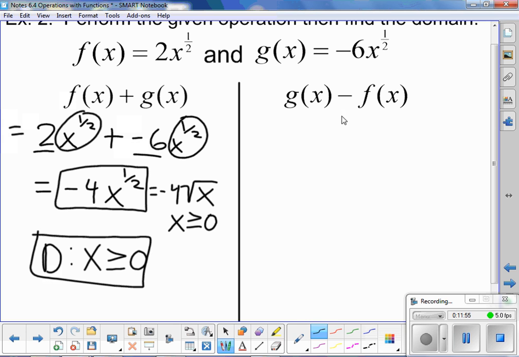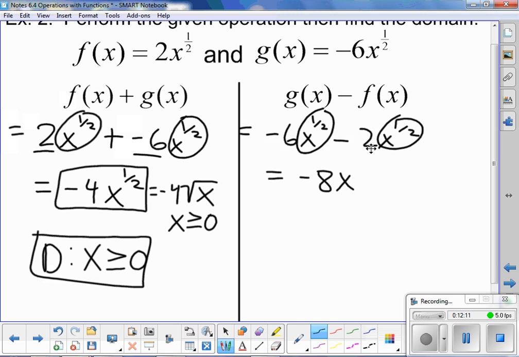This one, g of x minus f of x, same type of deal. Negative 6x to the 1/2 minus f of x, which is 2x to the 1/2. Focus in on the like terms. So you can do negative 6 minus 2 is a negative 8x to the 1/2.